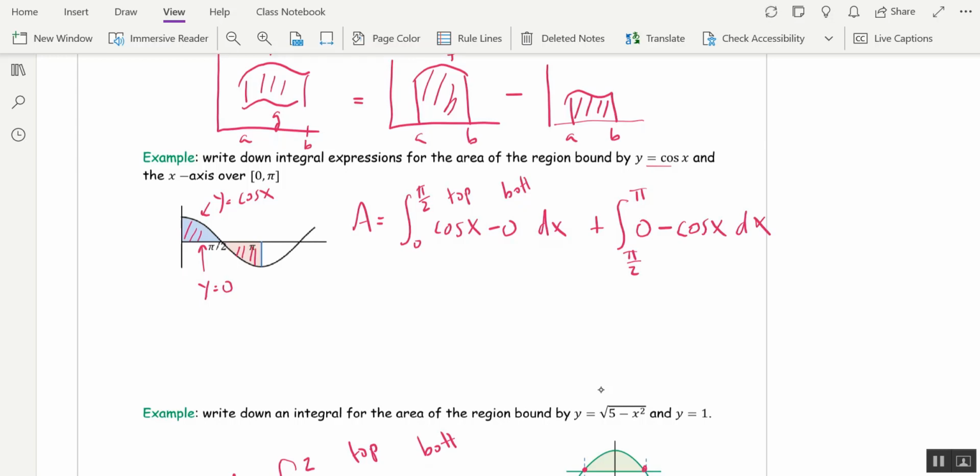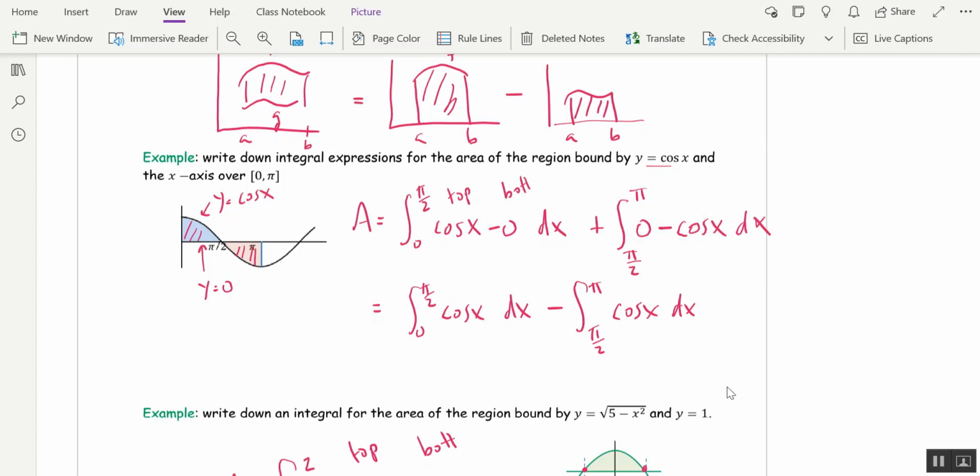We're not evaluating it because we don't know how yet, but let me just clean it up a little. 0 to pi over 2 of cos x dx minus the integral from pi over 2 to pi of cos x dx. So what I did is I pulled this minus out and wrote it like that.